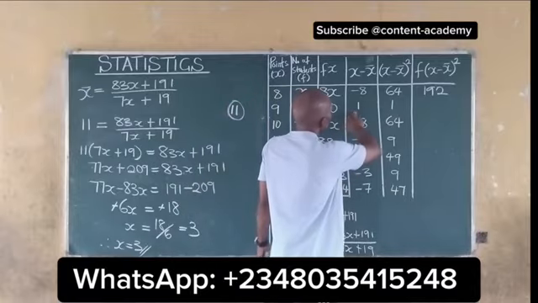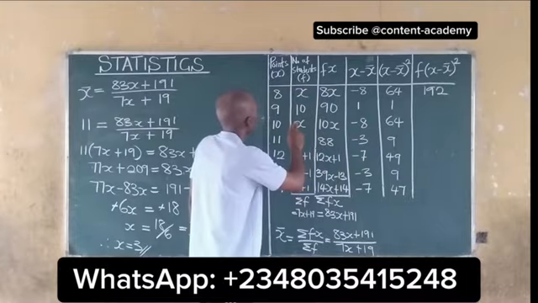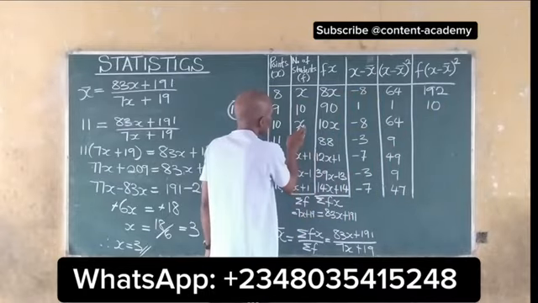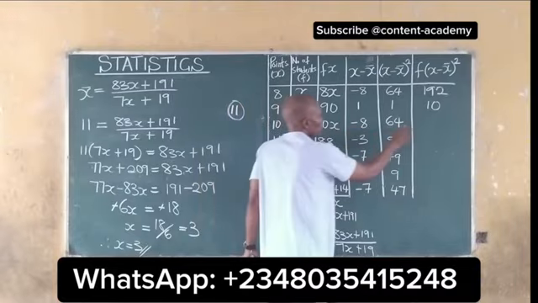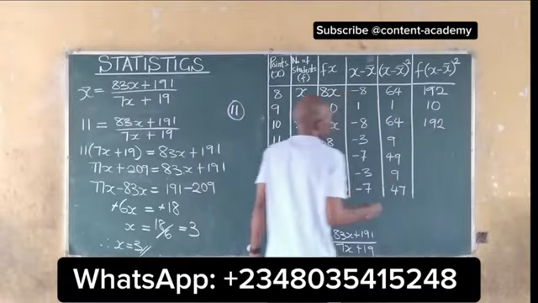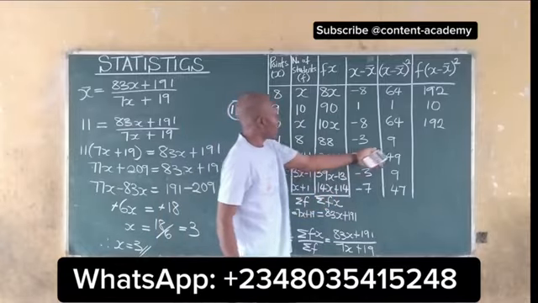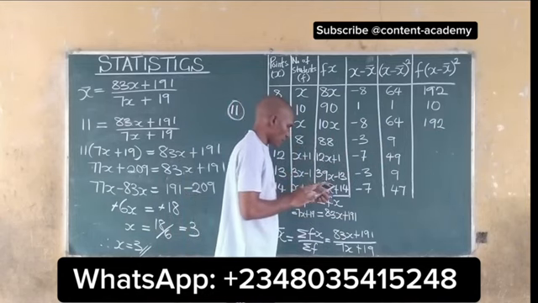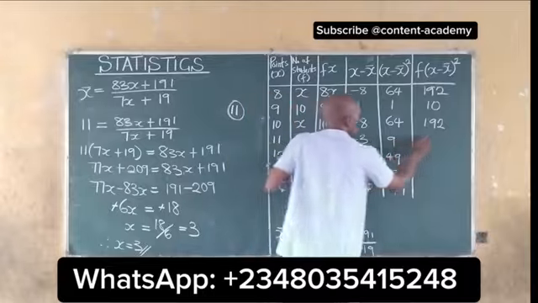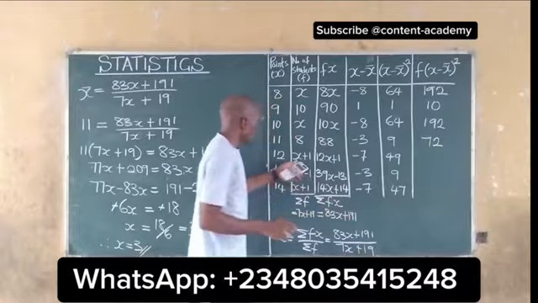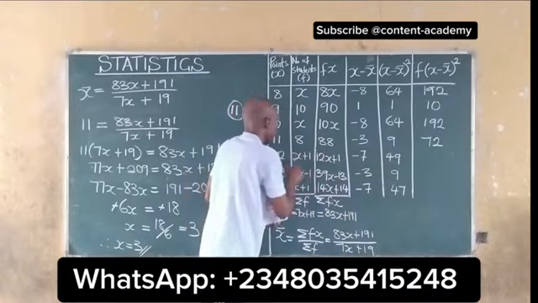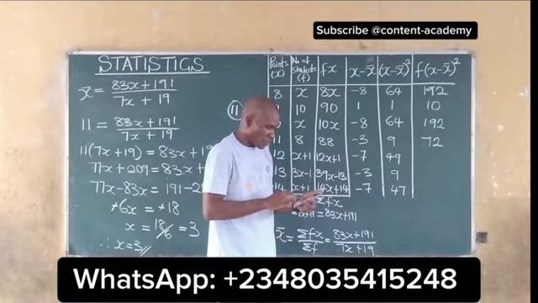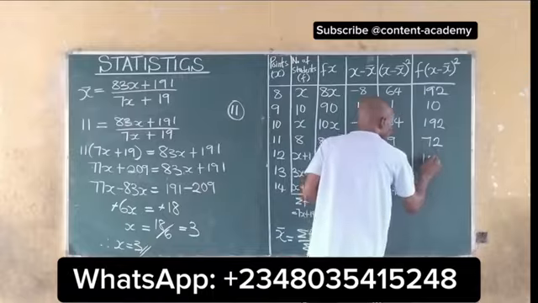Also, 10 multiplied by 1 is 10. x is 3. 3 multiplied by 64, we have 192 again. And 8 multiplied by 9. 8 is the frequency. 8 multiplied by 9 is equal to 72. x plus 1 multiplied by 49. x is 3. 3 plus 1 is 4. 4 multiplied by 49 is equal to 196.